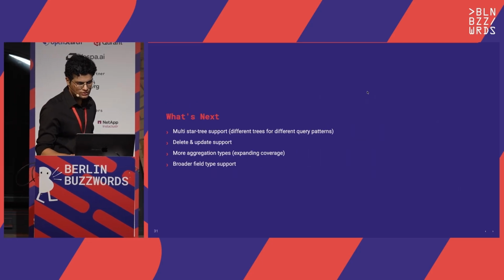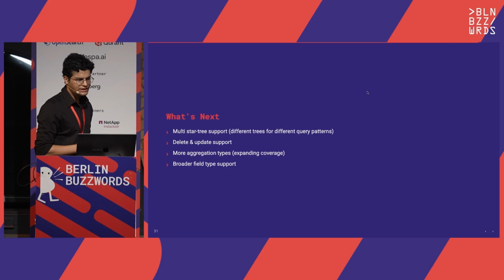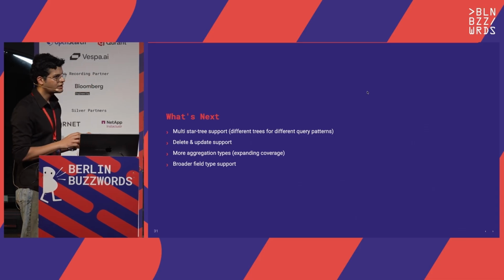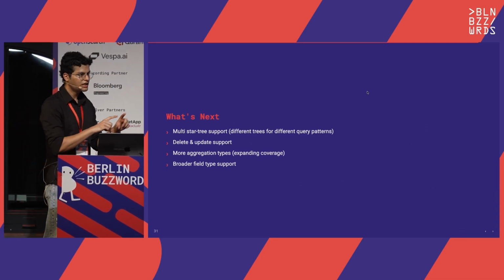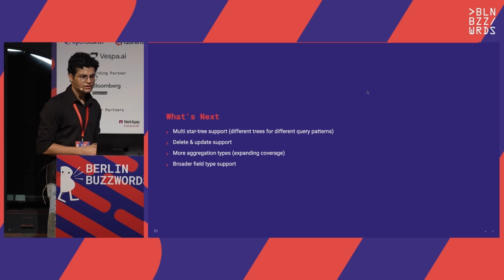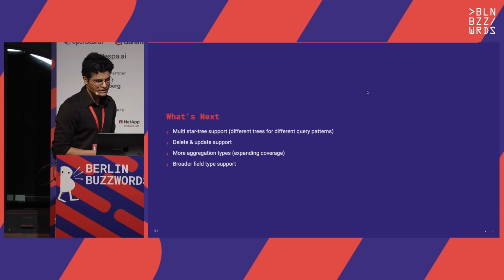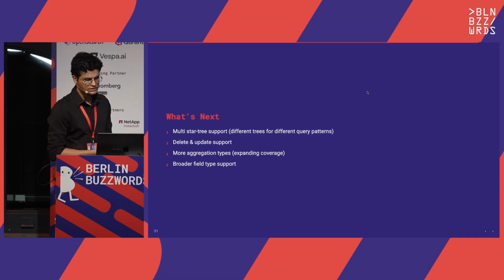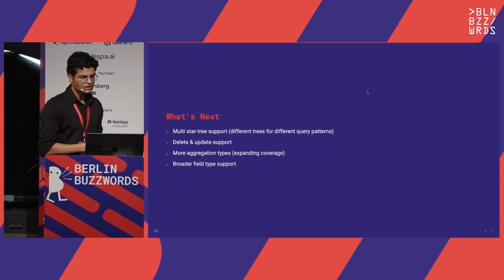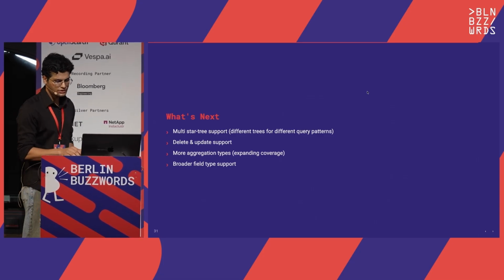Okay, so what's next? Multi-star tree support. We could have different trees for different query patterns instead of relying on just a single star tree field for every query. The second is the delete and update support. We could have it, but that could still be limited to specific metrics. Again, more aggregation types. We are still working on expanding coverage for this and broader field type support.